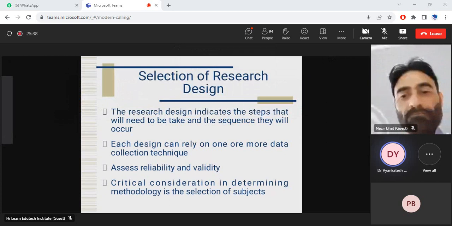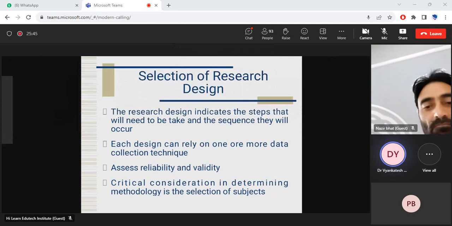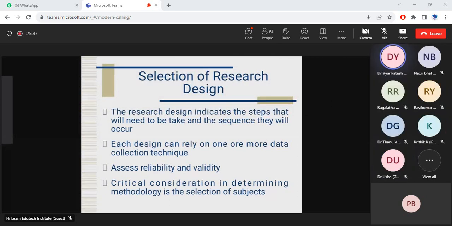Each design can rely on one or more data collection techniques. Definitely they are correlated with each other. If you have not completed stage 1, you can't correlate it with stage 2. So that makes sense during your PhD time.